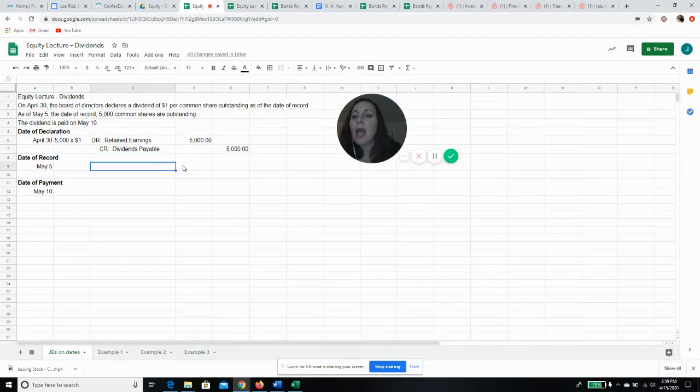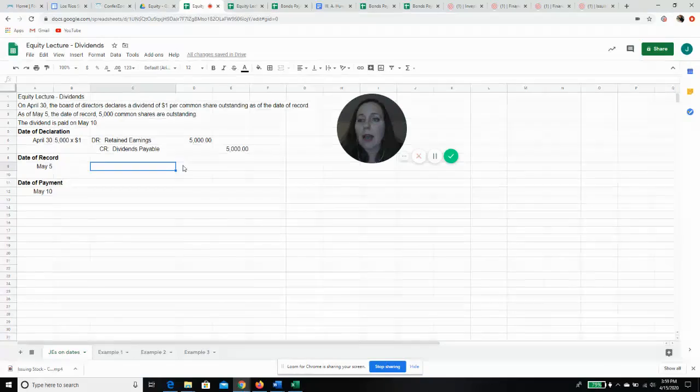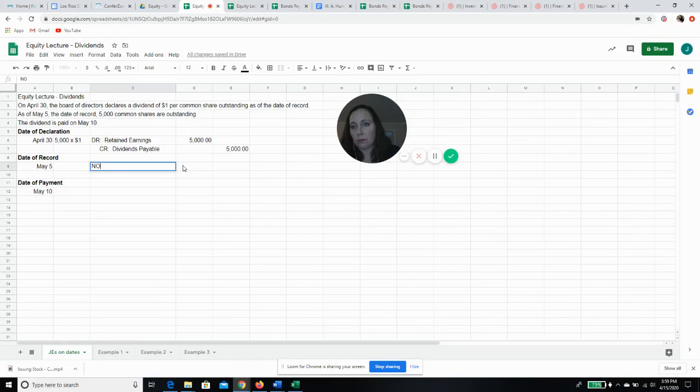Then on May 5th, the date of record, we have 5,000 common shares outstanding. On the date of record, there's no entry. The date of record is an administrative date, but there's no underlying financial transaction that happens on that date. It's just telling us who. It doesn't tell us how many, or what, it just tells us who. So there is no entry.